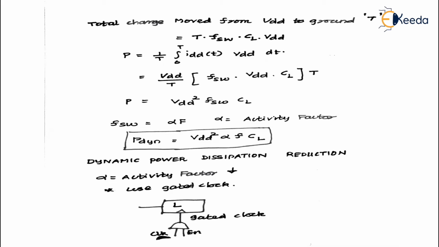Okay, what is this alpha? Alpha is the activity factor. What does activity factor mean? Suppose I have a clock and my clock is turning on one time and it is going off one time in one clock period.